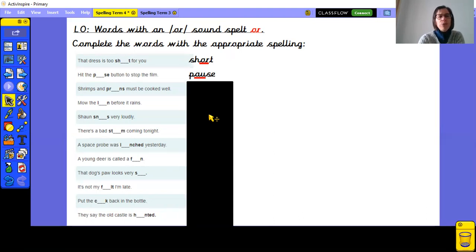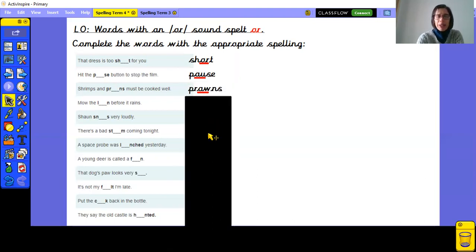Shrimps and prawns must be cooked well. Prawns, P-R-A-W-N-S. How many have you got correct so far? If you've got a 3 out of 3, brilliant. If not, try to catch up.